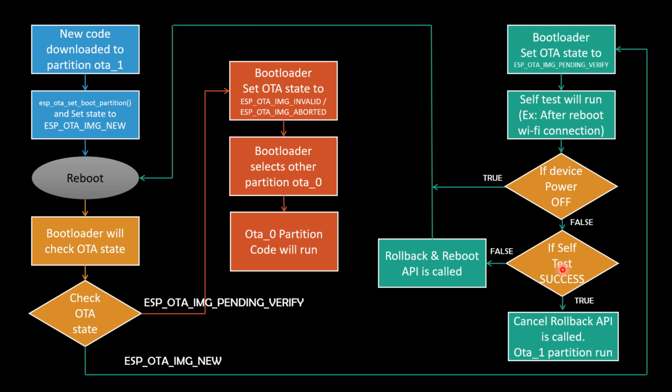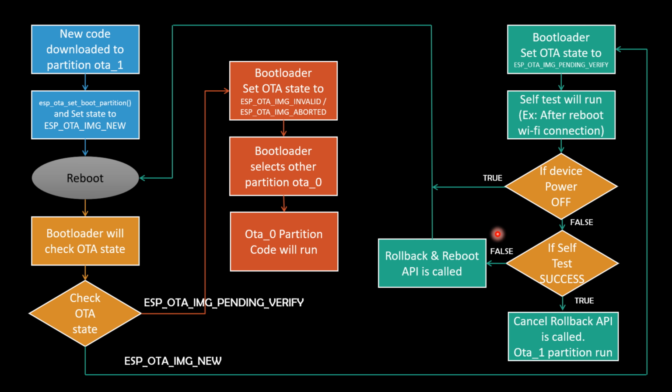But if the self-test is not successful, if it fails, then the rollback and reboot API is called. So it will again go to OTA reboot. In this case, the state is still pending verify. So it will check the OTA status, it is still pending verify, and again it will roll back to the OTA 0 partition. Once we do a practical, it will be easy for you to understand in which scenarios the rollback will occur and in which it will not. It is recommended that the self-test should be written as short as possible.